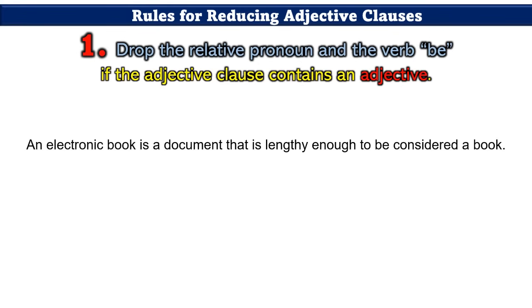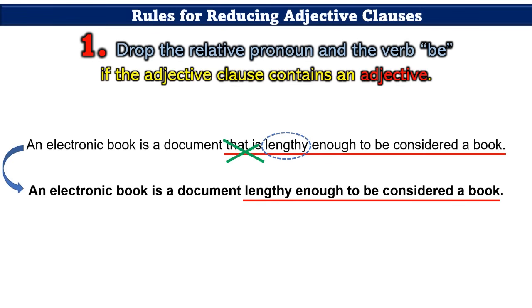An electronic book is a document that is lengthy enough to be considered a book. This is the adjective clause or the distinguishing characteristic. Since the clause contains an adjective which is lengthy, we can drop or remove the relative pronoun that and the be verb is. So, ang reduced format ng definition ay magiging ganito na. An electronic book is a document lengthy enough to be considered a book. By doing this, nabawasan natin kahit paano ang wordiness ng definition natin.